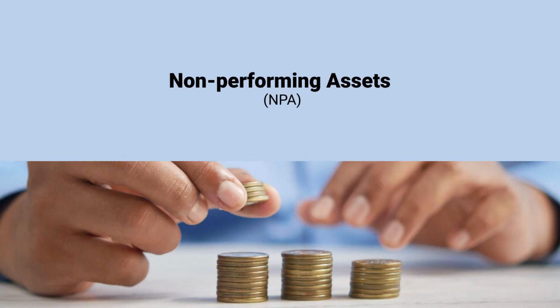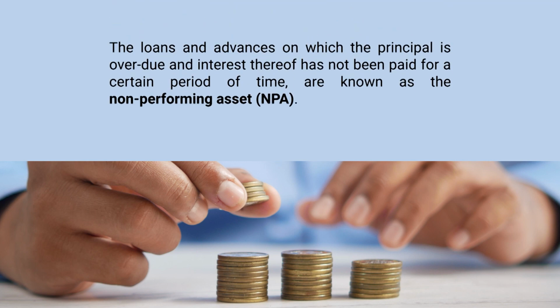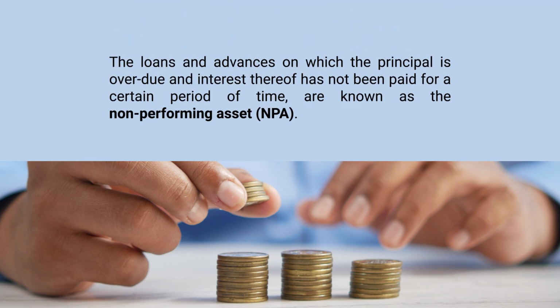Non-performing assets, NPA. The loans and advances on which the principal is overdue and interest has not been paid for a certain period of time are known as NPA, which we call non-performing assets. This terminology is used by banks and financial institutions. In general, loans become NPAs when their outstanding is for 90 days or more, though some lenders use a shorter window in considering a loan or advance as NPA.